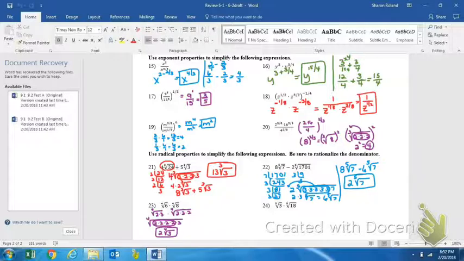Okay, the cubed root of 3 times the cubed root of 18. I'm going to put it all under one radical. This is the cubed root of 3. 18 could be rewritten as 2 times 3 times 3. And if I put it all under one radical, it's the cubed root of 2 times 3 3's. Anything there's 3 of, you put in a circle. There's one circle, so there's one number on the outside. And this is the cubed root of 2.